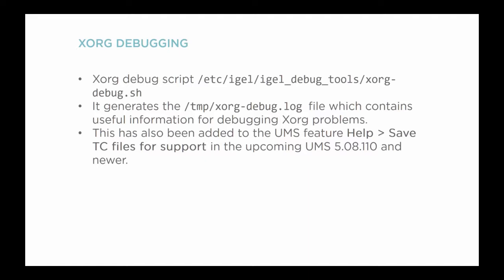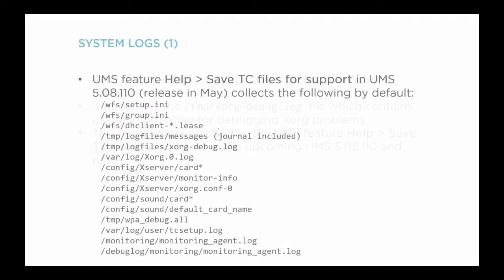You can run it from the terminal, or what's even cooler, you can run it remotely from UMS, because that has a menu item called "Help, save TC files for support." And that will, amongst other things, run the debug script and collect the debug log file from the thin client and put it into a zip archive together with other log files and make it available for your inspection or for the inspection by IGEL support.